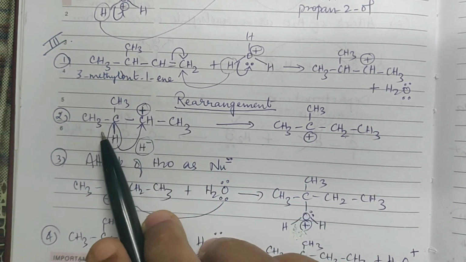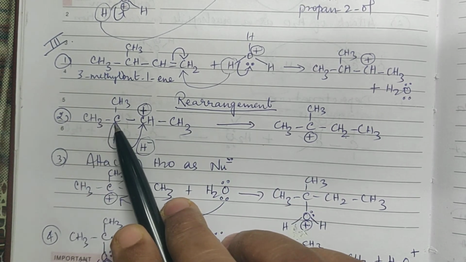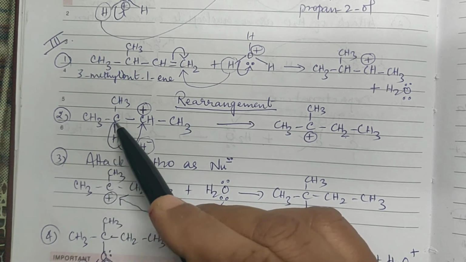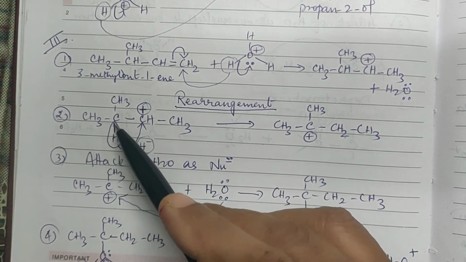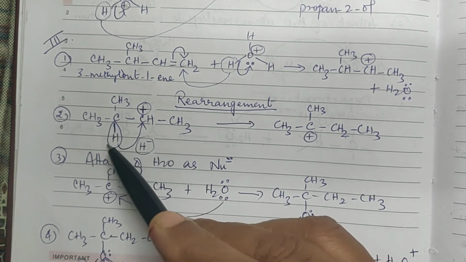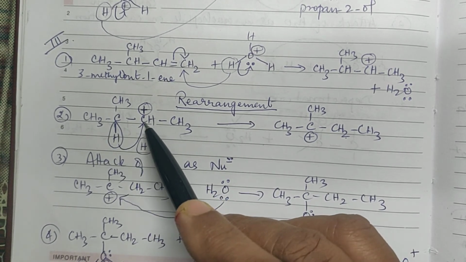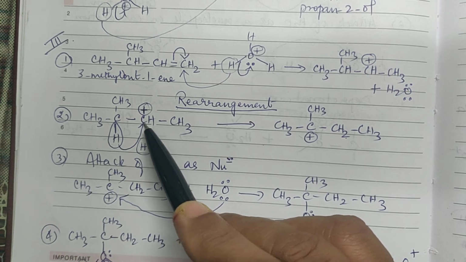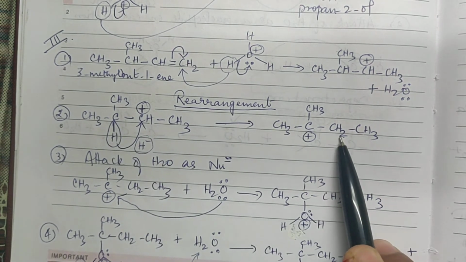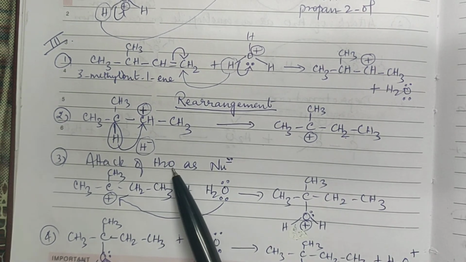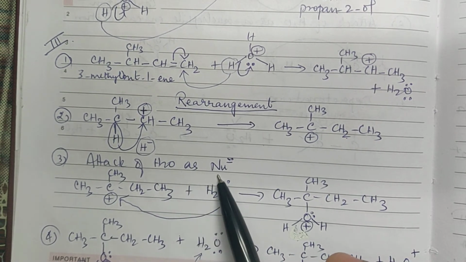Now this is the secondary cation, and at the adjacent position there is a tertiary carbon, and the hydrogen attached to the tertiary carbon will shift itself as hydride ion to this secondary carbon, and it will become CH2. So the positive charge will now develop on the tertiary carbon like this. Now the attack of water as a nucleophile will take place, right?